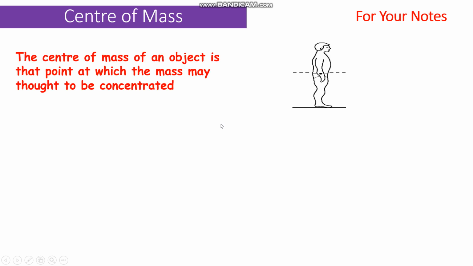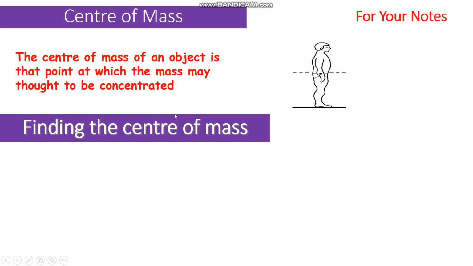This title, centre of mass, needs to go into your books, and all on this slide needs to be copied into your notes. So firstly, the centre of mass of an object is the point at which the mass may be thought to be concentrated. So that's a definition. If you're asked for what centre of mass means, that's what you would say. The point through which all the mass appears to act.